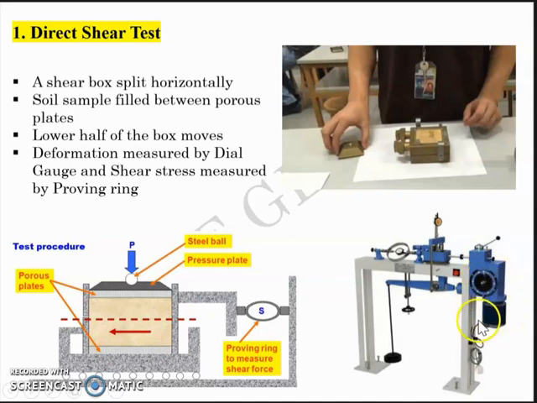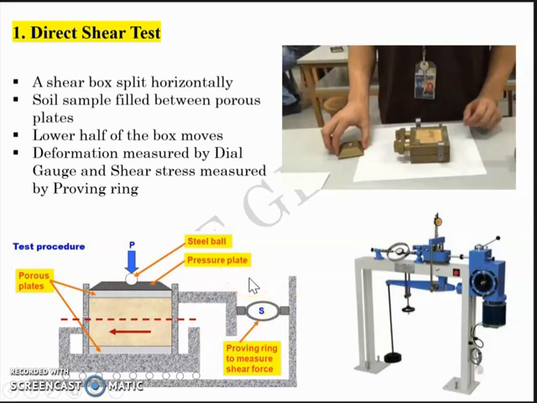So when you operate the machine, the bottom box starts to move, which means it shears the soil at this plane. It shears the soil with a shear stress that you can read from this proving ring. So you have this normal stress sigma 1, and once the test is completed, you'll have a shear stress tau 1.